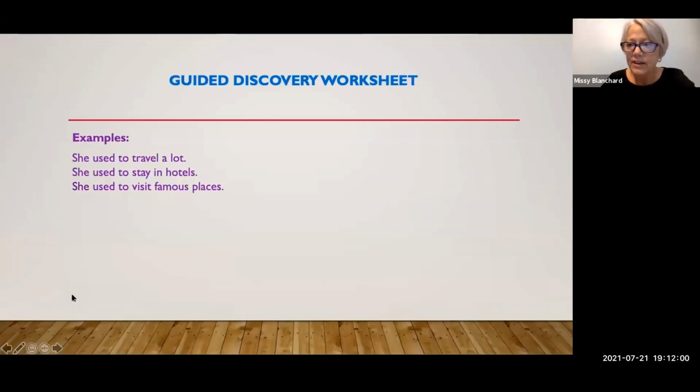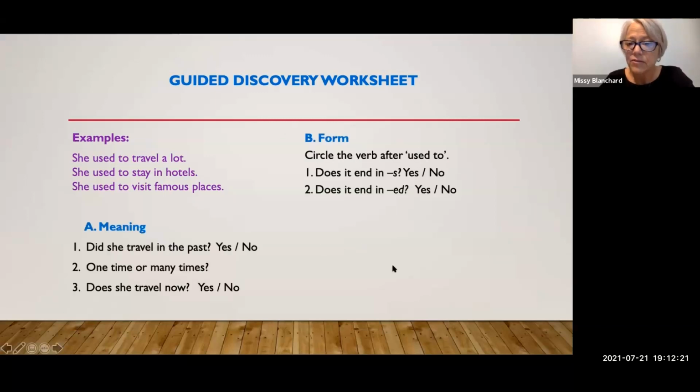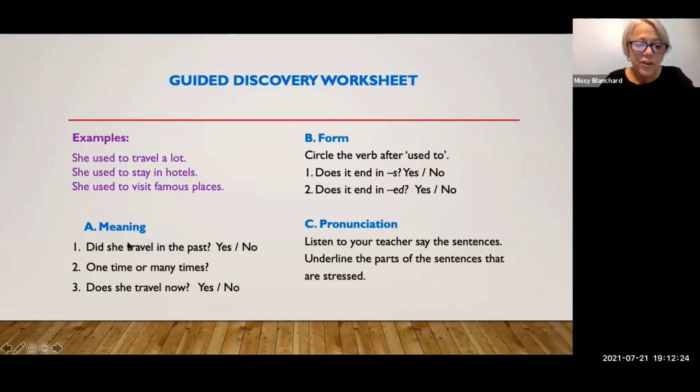With a guided discovery example, we would take those 3 sentences and we would put them on a guided discovery worksheet. So on the worksheet, we would want to include the relevant features of this language. So that would include something about the meaning, the form, and the pronunciation. So if you all looked at this, you can see that the questions are the same as the ones I asked before, only this time this is on a worksheet or handout. So I can give this handout to the students and they can work in pairs or groups.